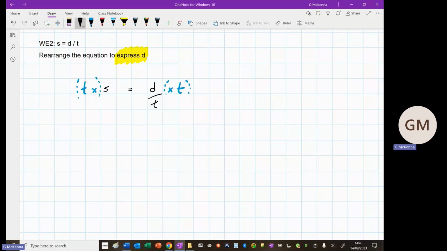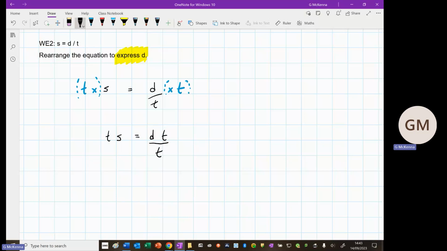Again, I think it's useful whenever you're starting to get used to this transposition or rearranging of equations to drop down a level. Let's try and really simplify what these two new mathematical operations leave each side of the equation to be. So the left-hand side just becomes ts, it's just t multiplied by s, and that's equal to d multiplied by t. And of course, that's all divided by t.